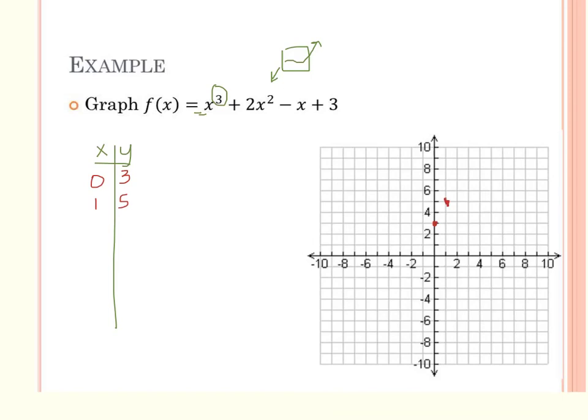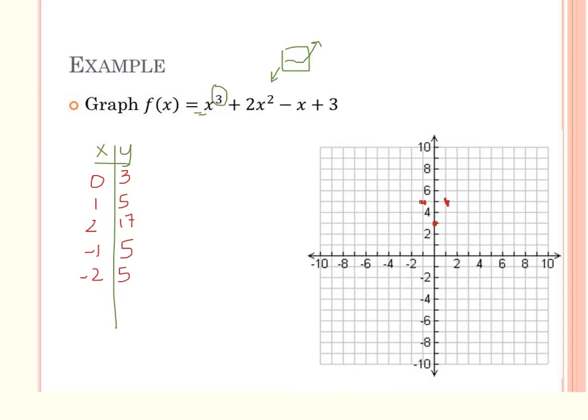So what happens now if I put in a 2 for x? Let's see. If I put in a 2 for x, I'm at 17, which I'm not going to graph. So let me come back the other way and put in a negative 1. At negative 1, I'm also at 5. Which might make you think of a parabola, but is this going to be a parabola? This shouldn't be a parabola because it's not a quadratic. So let's put in negative 2. At negative 2, I'm also at 5.